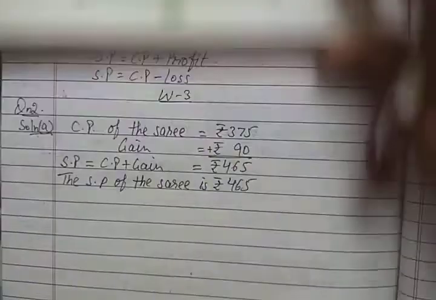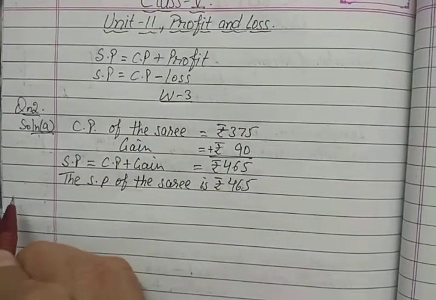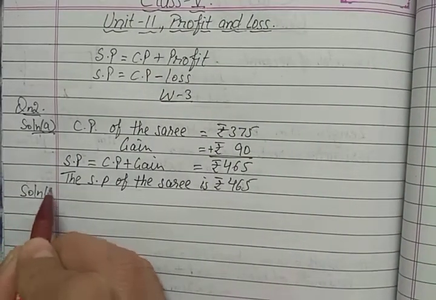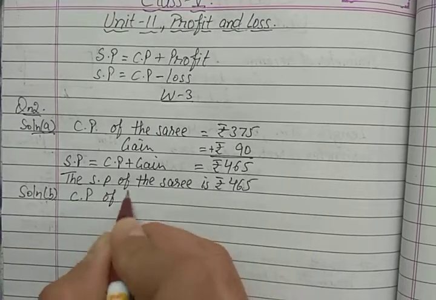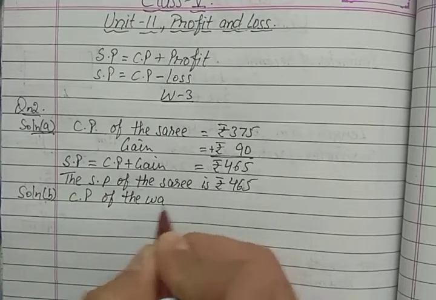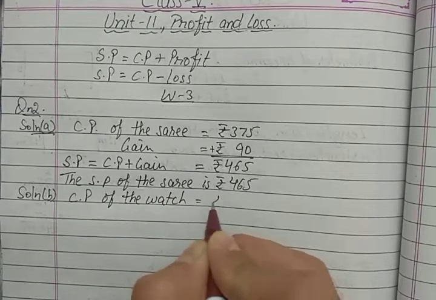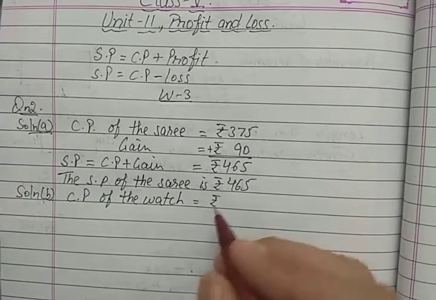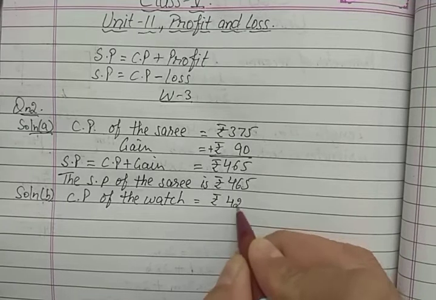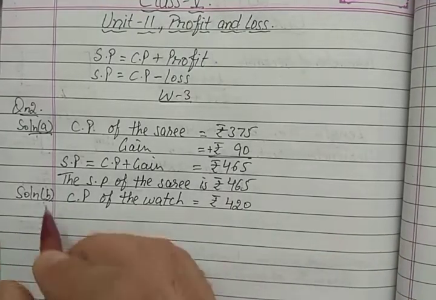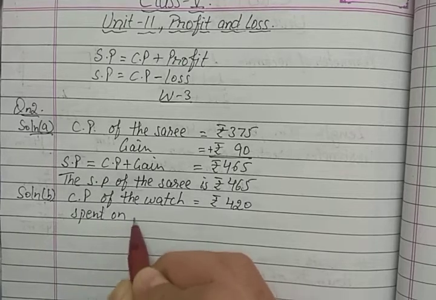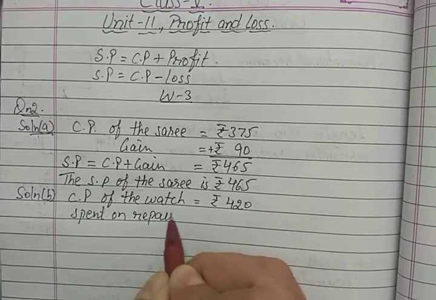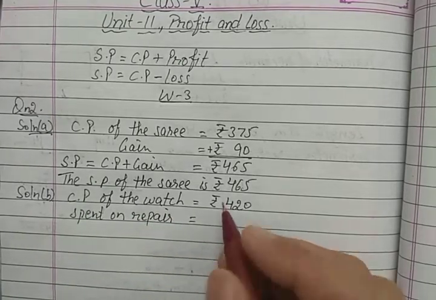So let us do this question. Solution number B. So cost price of the watch, that is rupees 420, right? And spent on repair, that is rupees 85.